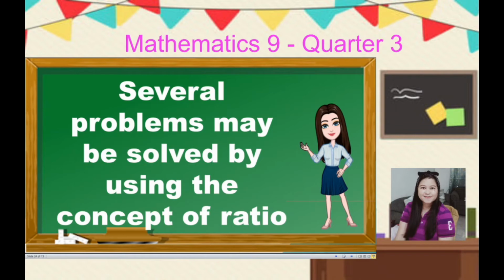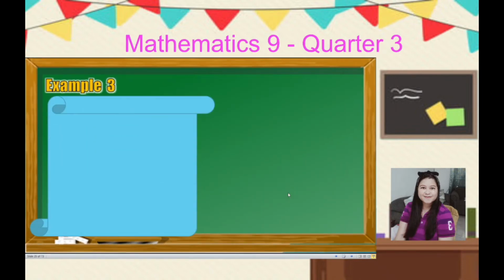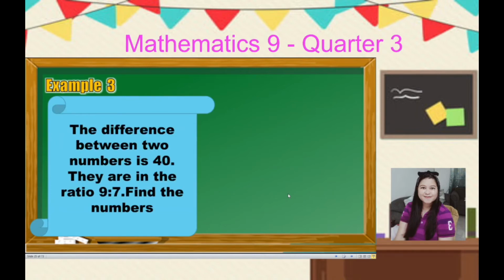So, several problems may be solved using the concept of ratio. So, let's have problems involving ratios. As a continuation, example number 3, the difference between two numbers is 40. They are in the ratio 9:7. Find the numbers. So, how are we going to find those two numbers wherein the difference between the two is 40? And their ratio is 9:7.